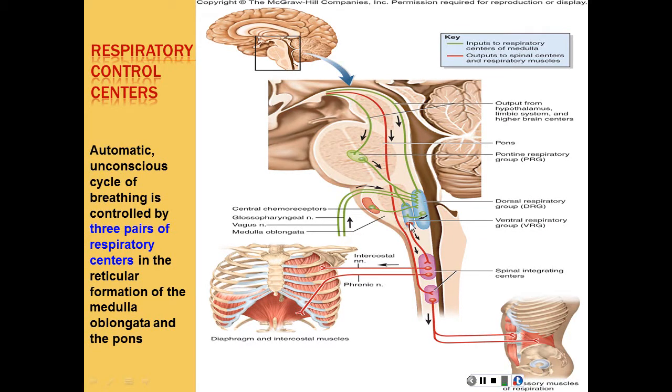Our VRG, here it is right here, which stands for ventral respiratory group. Now it is the primary generator of the respiratory rhythm. Okay, and it's located here. It is an elongated nucleus in the medulla. Sorry, so this is medulla, this is the pons. This is the pons, I'm sorry, I mixed it up. This is the pons, and here's our medulla.